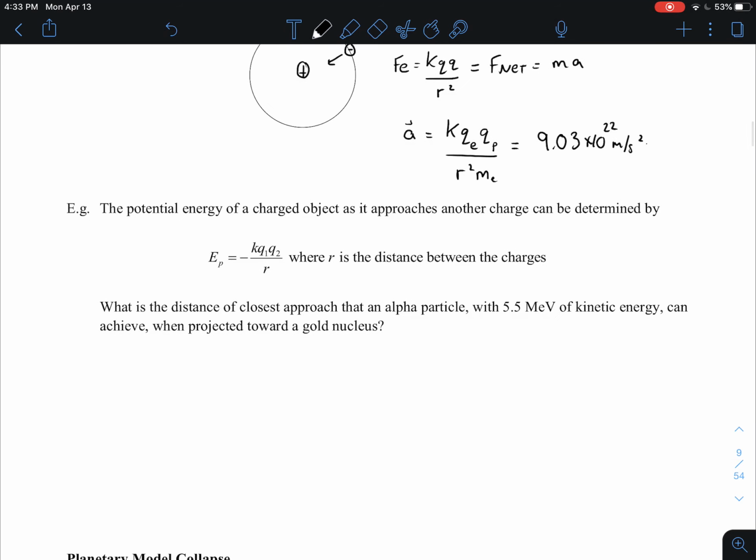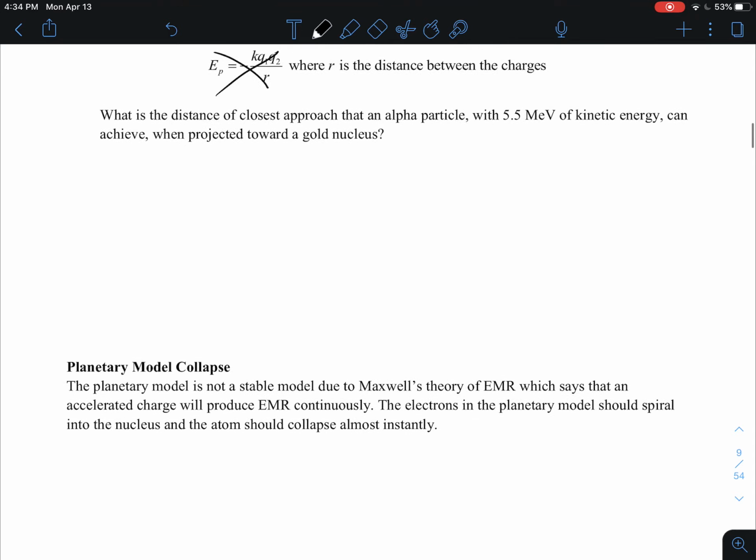All right, so this potential energy, I'm just going to say to ignore it. If you guys want to try it, go for it. But in most cases, if they're ever asking a question like this, they will give you the energy already.